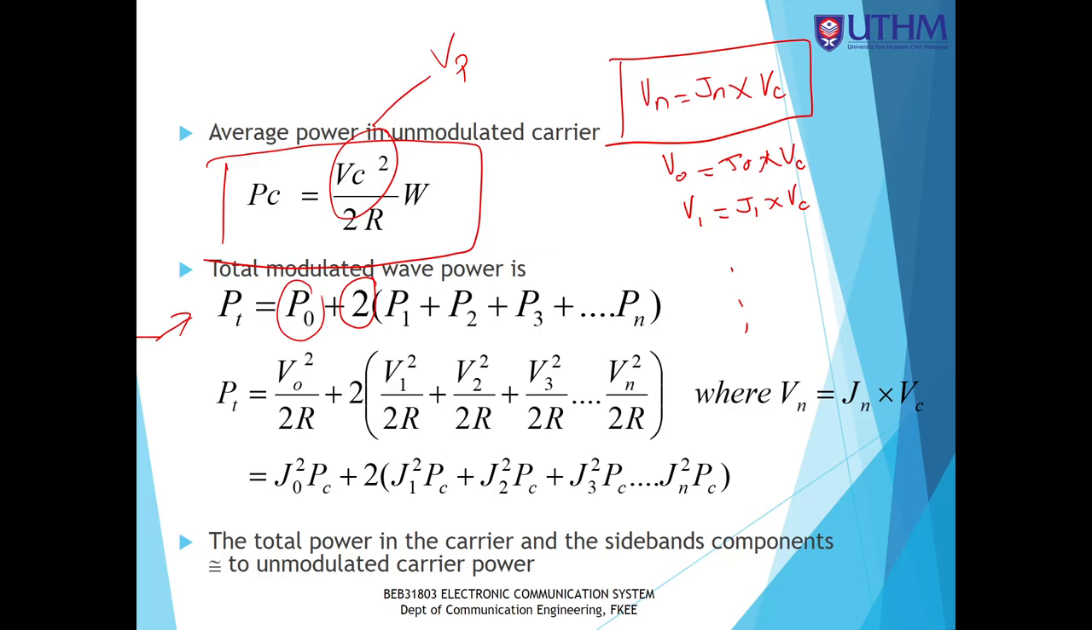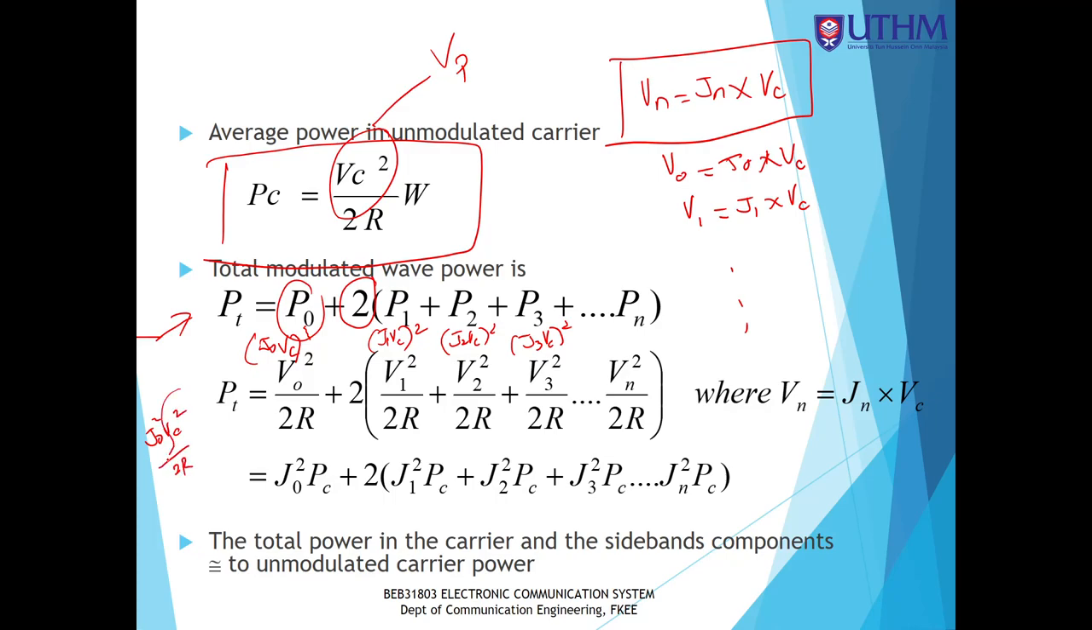So you see that here, this V1 is actually J1 Vc square. This is actually J2 Vc square, J3 Vc square, and so on. Okay, so you see that this V0 is actually J0 Vc. So this is a square, also square. So when we do the square, we have J0 square Vc square over 2R.